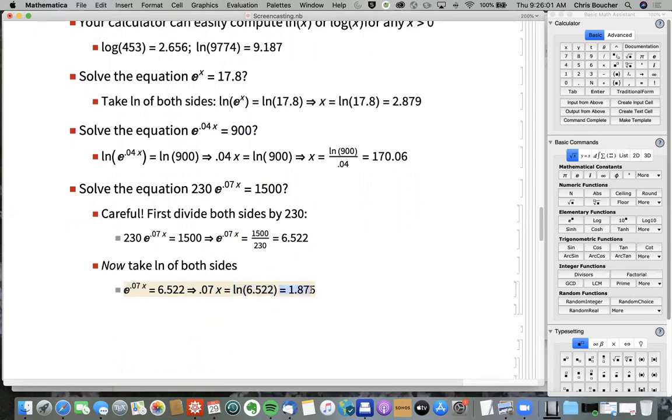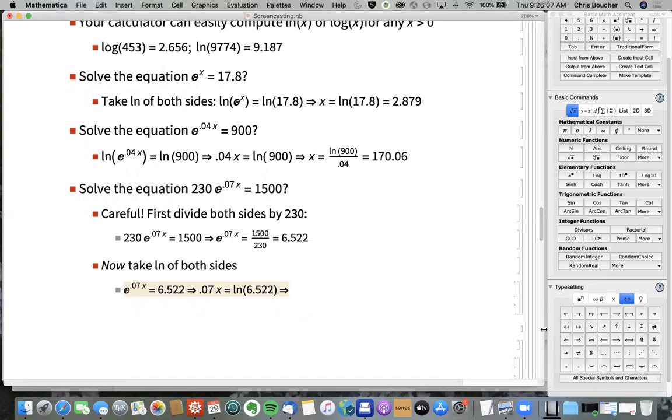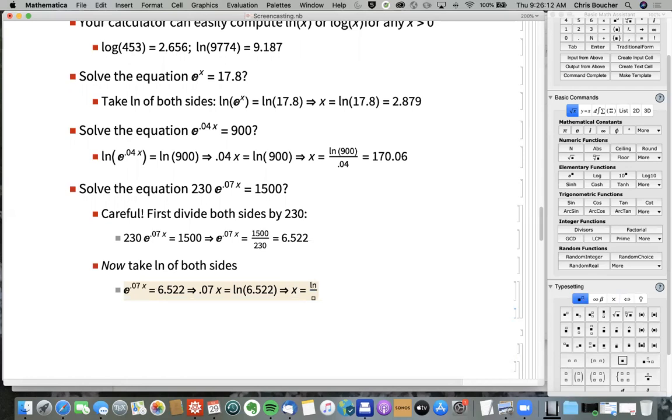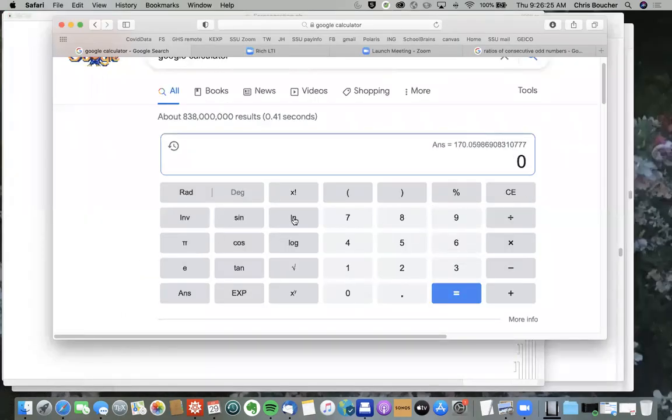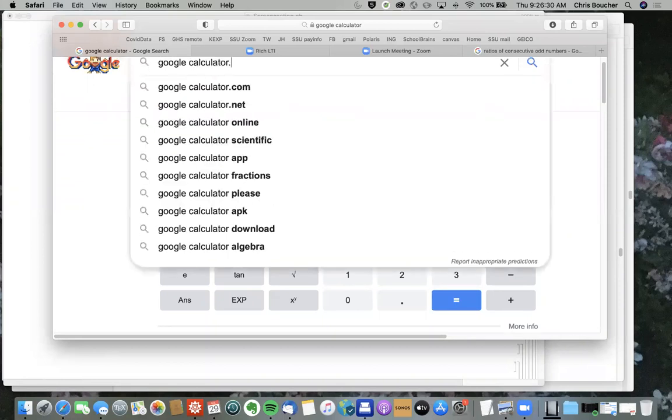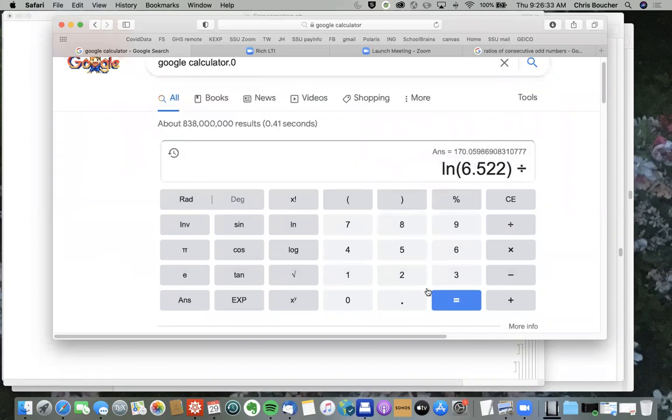And so I get here, let's slow down a little bit. A little arrow, boom. I get x equals ln of 6.522 divided by 0.07, right? And that comes out to be, oh, and I deleted the number, didn't I? So I'll have to do that again. Let's clear this. Ln 6.522 divided by 0.07. There, 26.78.